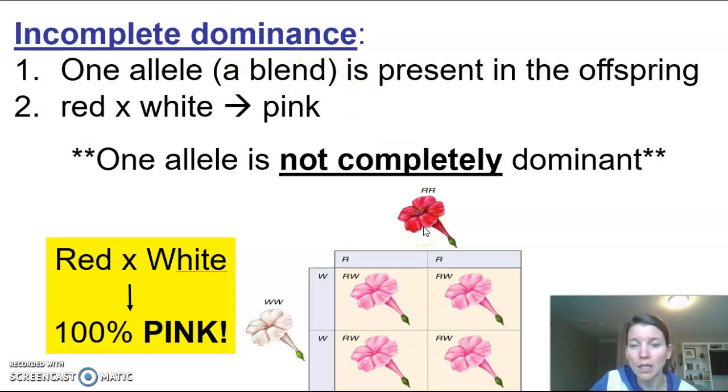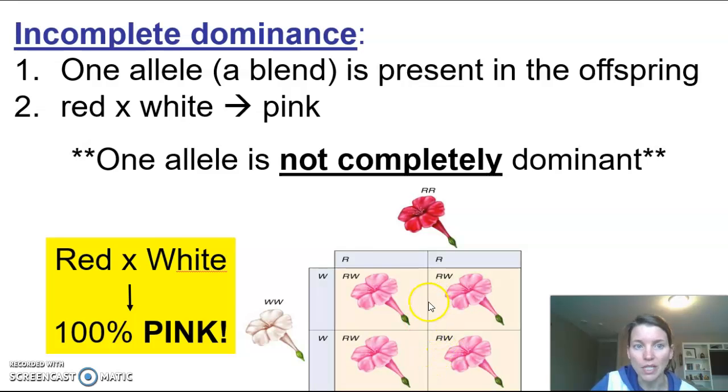So again, incomplete dominance is when neither parent's trait is completely dominant over the other. In fact, they're both equally dominant to create a blending, unique trait in the offspring. So the pure red flower crosses with the pure white flower to get 100% of your offspring being pink in this example. So incomplete dominance is a blend.